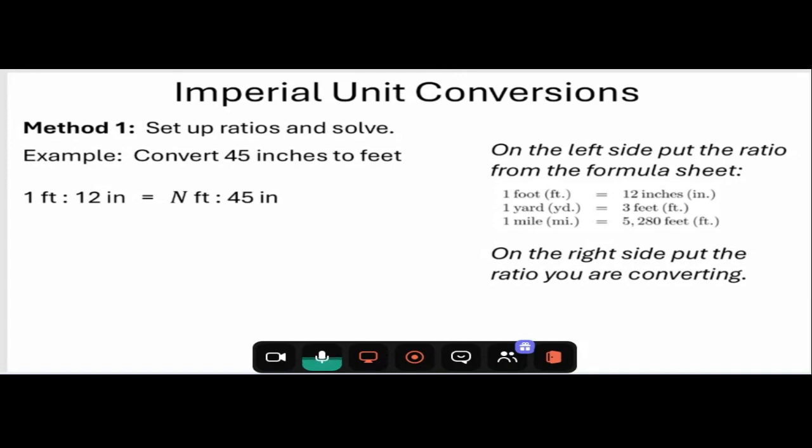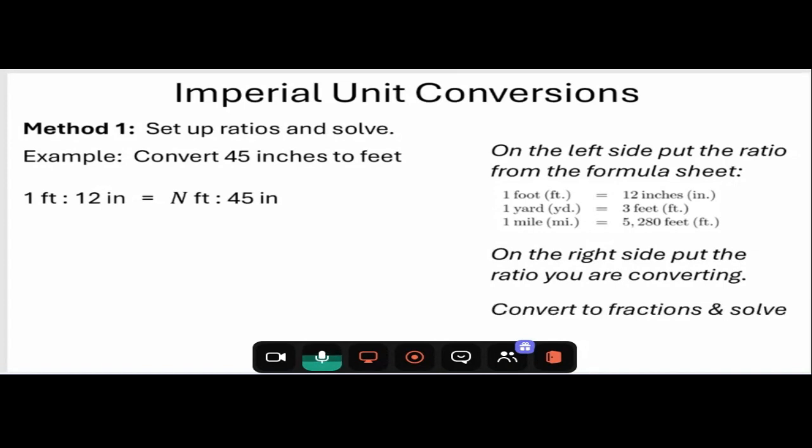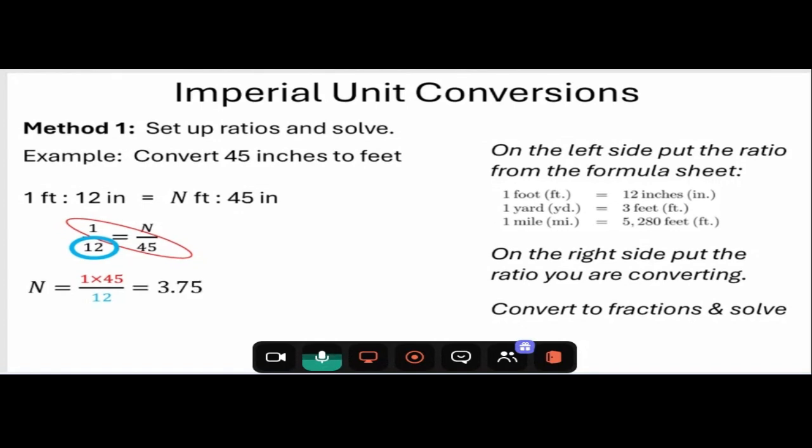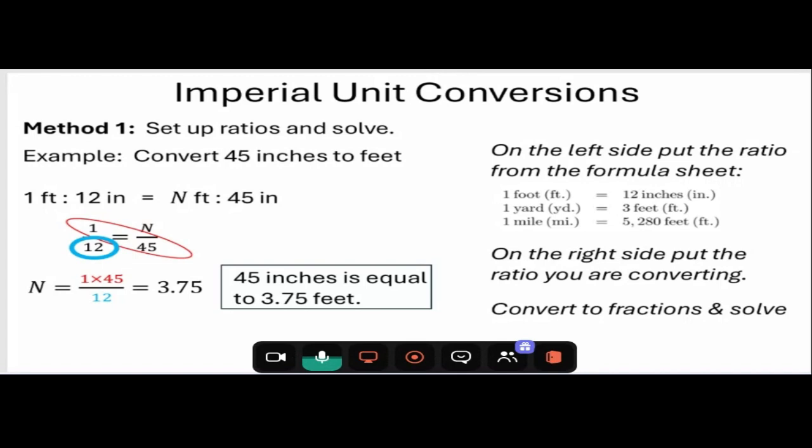Now you know how to do this, so I'm going to breeze through the rest. You turn them into fractions. You identify the pair that doesn't have a variable in it and the leftover one down there. You multiply the pair and divide by the other one. 1 times 45 divided by 12, and you get 3.75. So 45 inches is equal to 3.75 feet. The hard work was setting up the ratio, and then once you do that, fly through the solve.